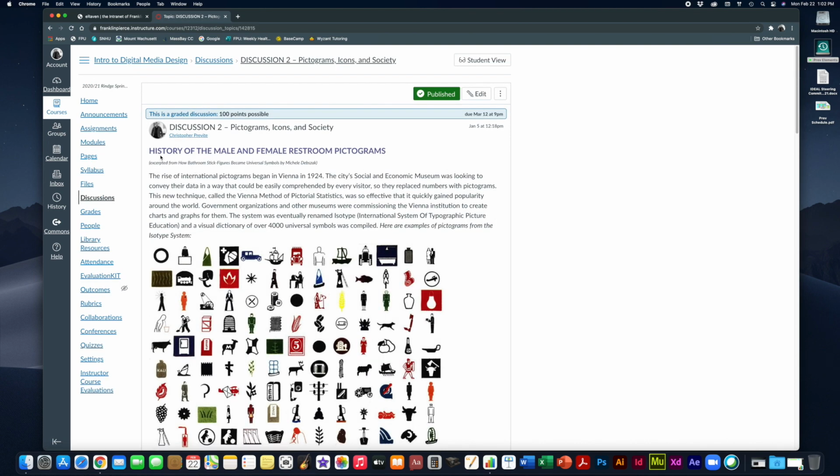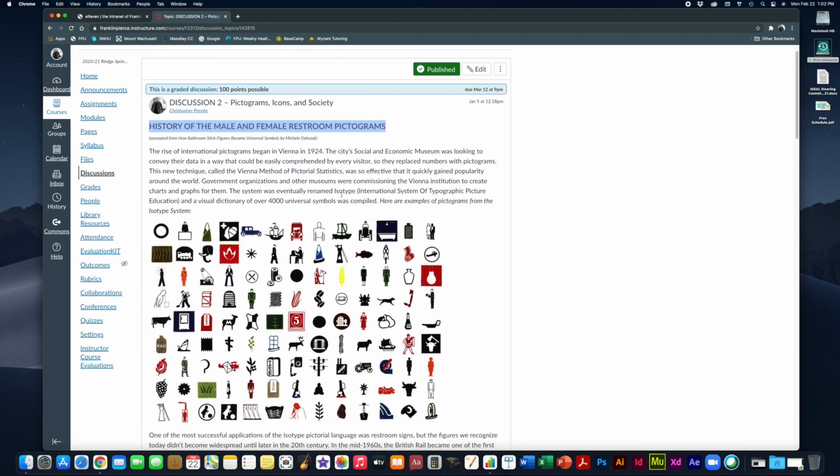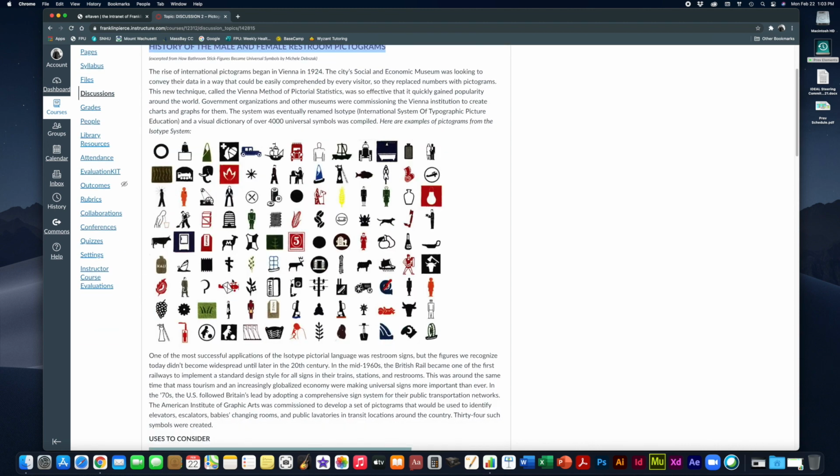The specific theme on the discussion that you are to take part in this week is the history of male and female restroom pictograms. This is a discussion about sort of the history of pictograms in more modern times in the 20th century, starting with the International Pictogram System that began in Vienna in 1924. And so you can read a little bit about that here. It's specifically referred to as the isotype pictorial language.